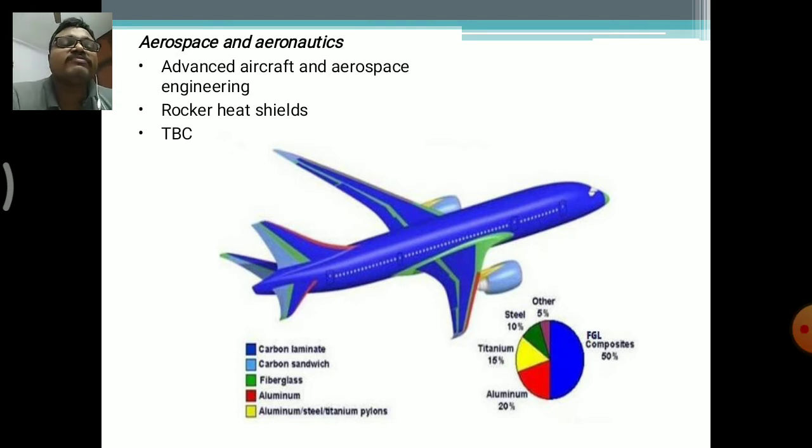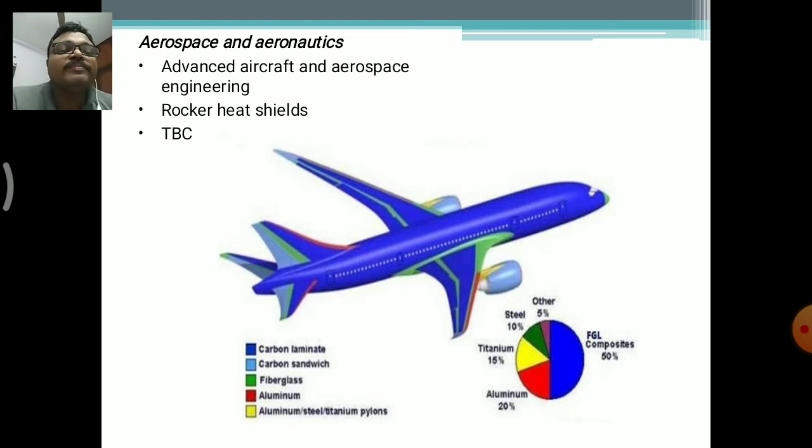In these FGMs there are different types of layers. We are using different layers having different properties, so this property does not transfer the heat from one layer to the other layer. So these rocket heat shields are used in aerospace and aeronautics.